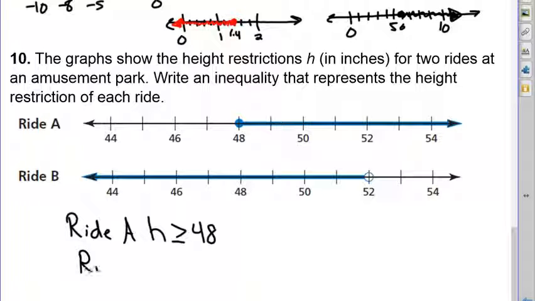If we wanted to represent this using math notation for ride B, again, we're still talking about height, so I'll use h. But this time we have a hollow dot at 52 and we're shaded to the left. These are all the numbers that are less than, but not equal to 52. So I just use a less than sign and 52. It would be nice to label these with units. Both of these are being measured in inches. And that's our introduction on inequalities.